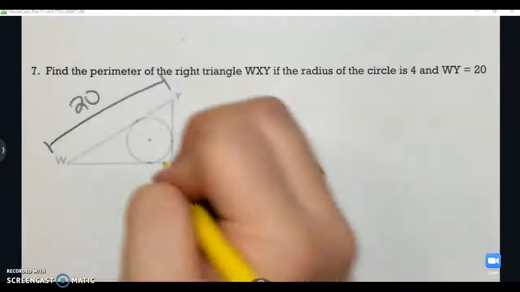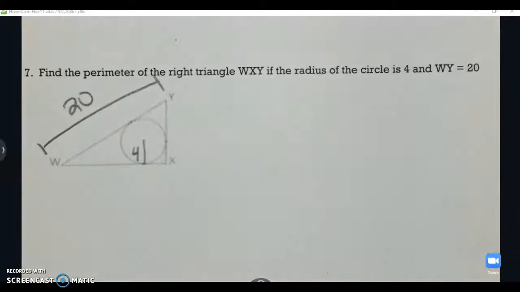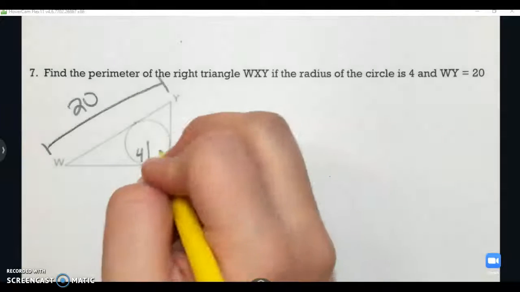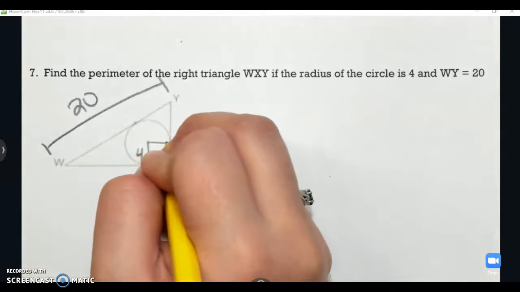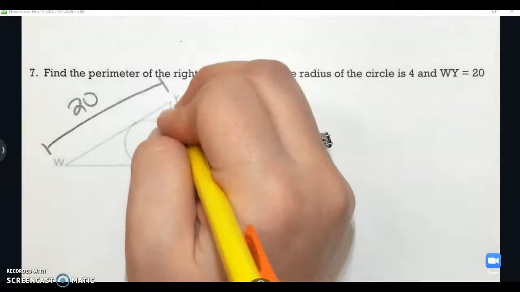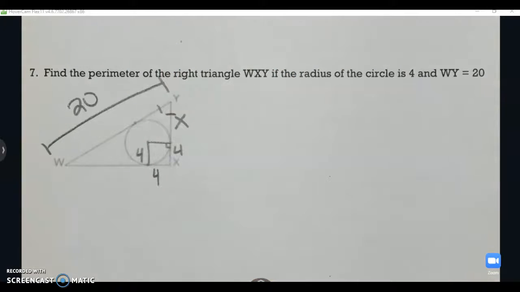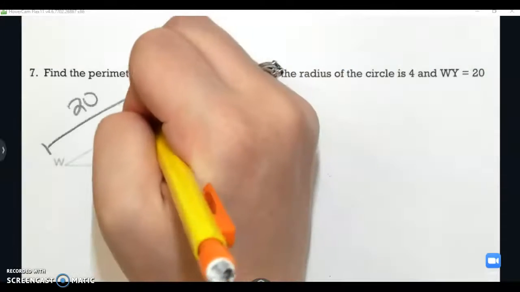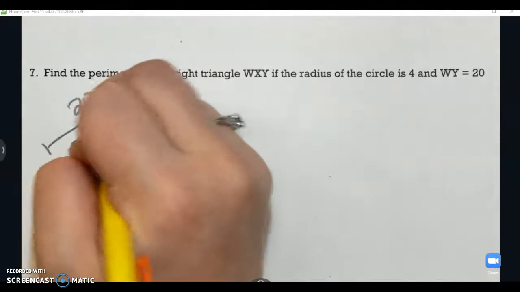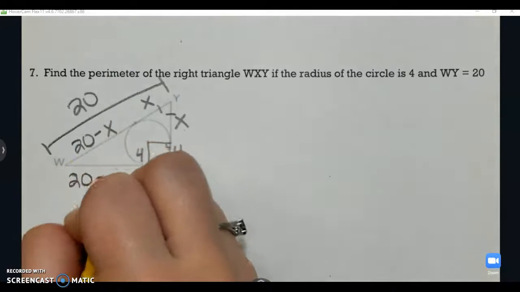This whole piece is 20, and I know that the radius of my circle is 4. So this forms a right triangle, so I know that each of these is 4. And I'm going to call this remaining piece on the triangle X. And then again, remember, the tangents that are drawn from the same external point are congruent. So this is also X, and the remaining piece of WY would be 20 minus X. And that leaves this piece also being 20 minus X.